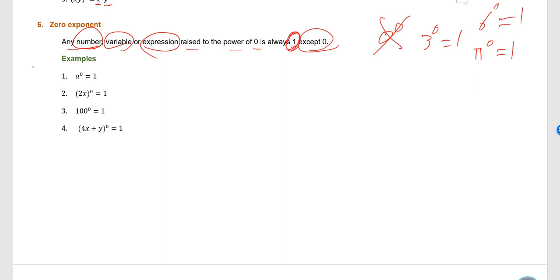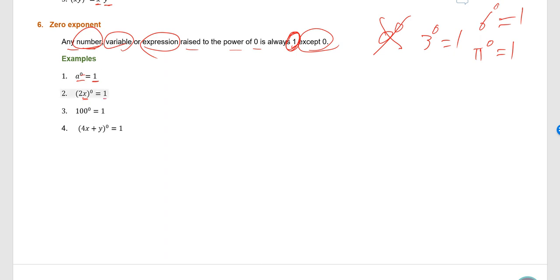Let's look at some examples. A to the power of 0, again assuming A is any constant, is 1. 2 times x, all raised to the power of 0, is 1, whatever x is, even if it's a variable. We don't know its value, yet still, whatever it comes out to be, when raised to the power of 0, you get 1 in the end, right?